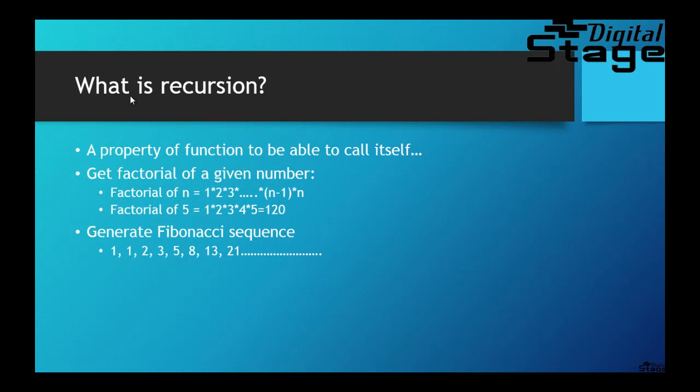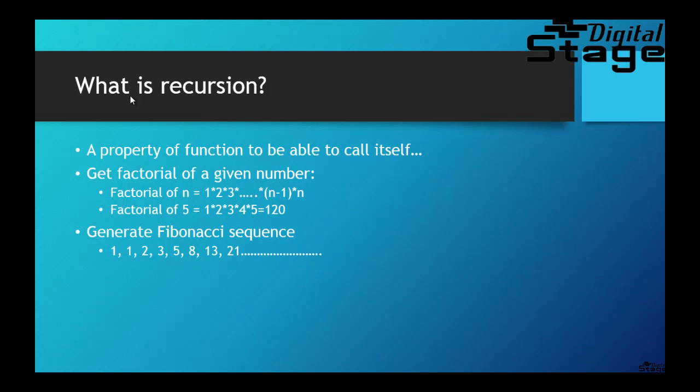That's the Fibonacci sequence. And factorial is, if you say you want the factorial of some number n, then it is basically the multiplication of all natural numbers up to n multiplied together. So if you want to get the factorial of 5, it's 1 times 2 times 3 times 4 times 5 equals 120.